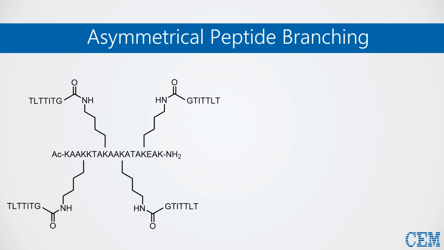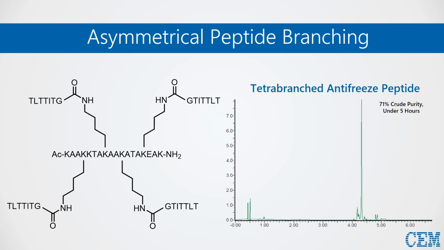Similarly to symmetrically branched peptide synthesis, we can take asymmetrical branching a step further, as we did in the synthesis of this tetrabranched antifreeze peptide, which was synthesized in 71% crude purity and in under 5 hours. In this case, the original peptide was synthesized incorporating Lys(ivDde) at the desired points of branching. Upon N-terminal acetylation, ivDde removal was performed, and the resulting free amines were coupled. It is worth noting that in this case too, 25 micromole of resin was used, but with 100 micromole scale settings to accommodate the increased coupling positions.